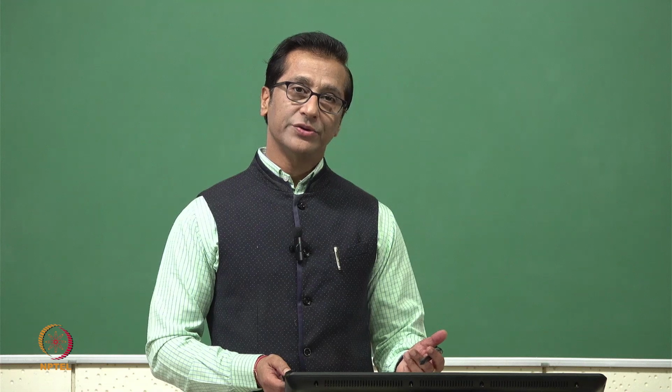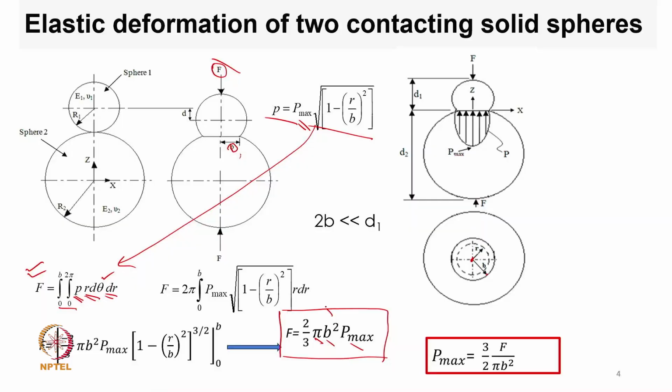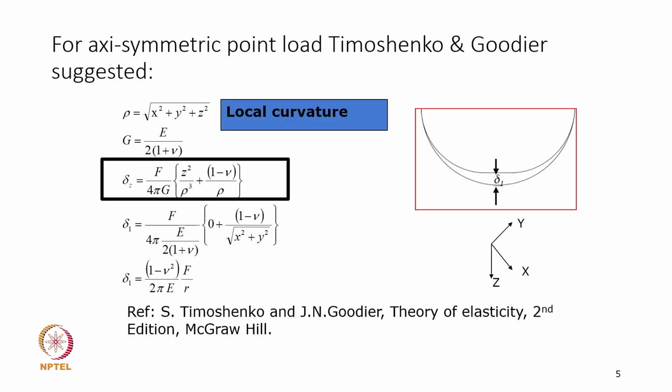Here the force is already known. We can derive the expression for either b or p max. So here we are using p max. P max will be given as 3/2 times force divided by π b². b is a kind of radius, the maximum radius of the contact patch. That's what we can derive from this relation.